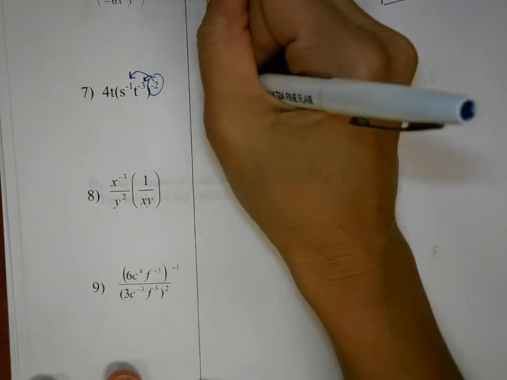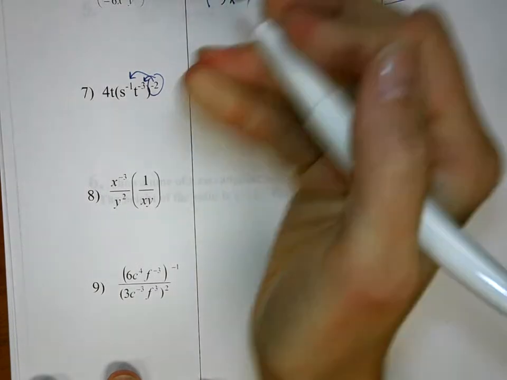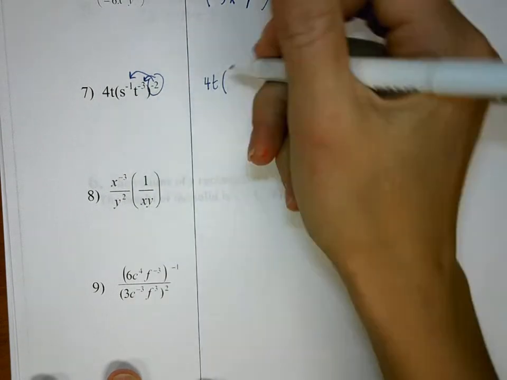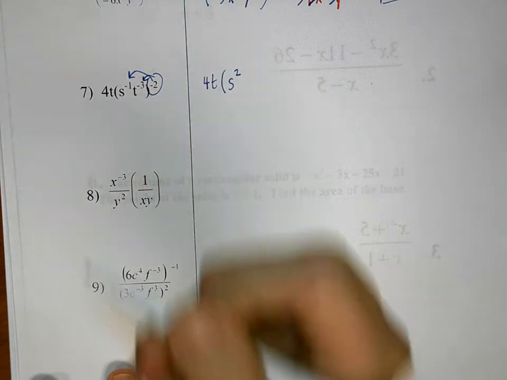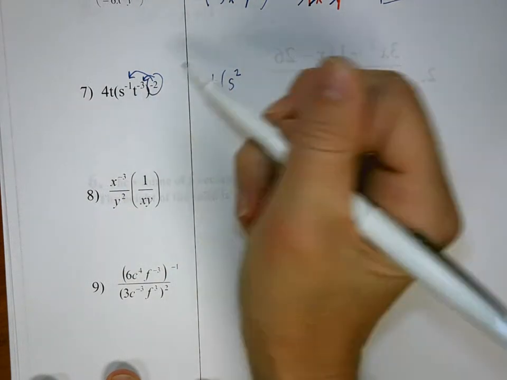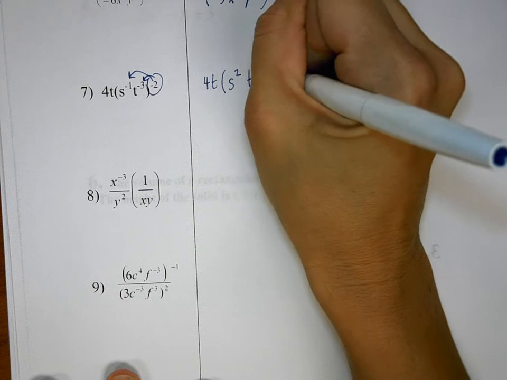So I rewrite my 4t, and then when I take negative 2 times negative 1, it makes s to the second. Then here I go negative 3 times negative 2, which makes t to the 6th.